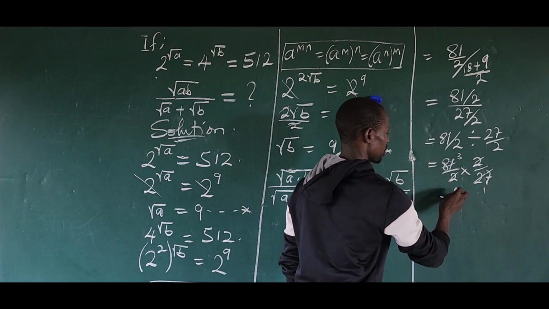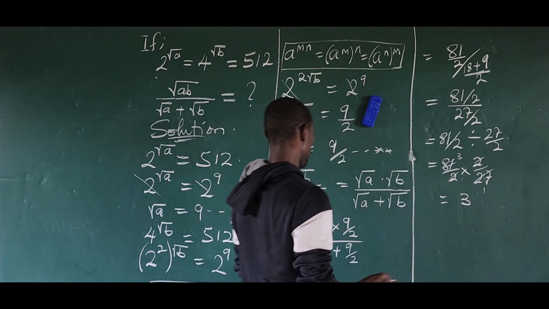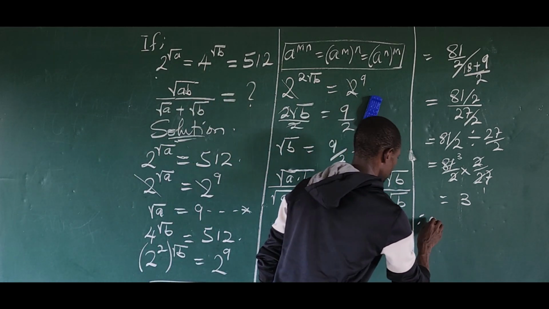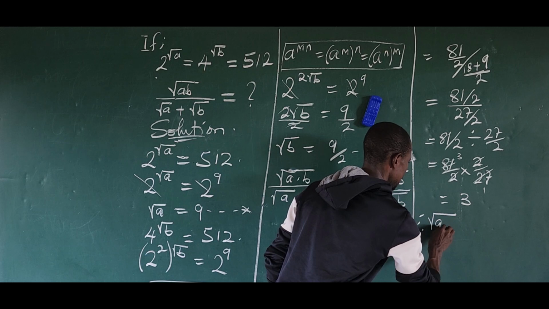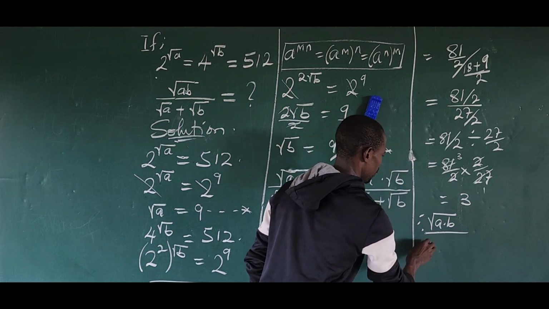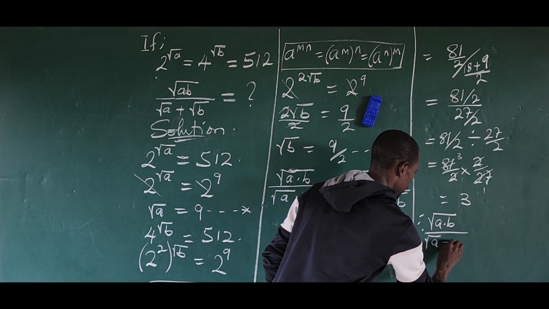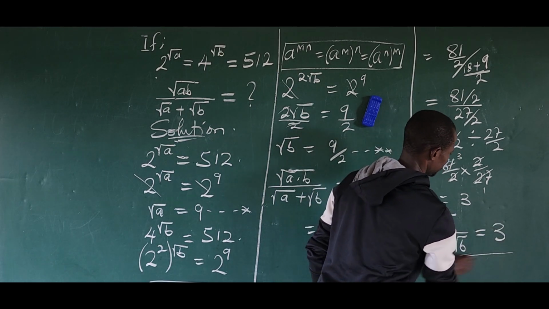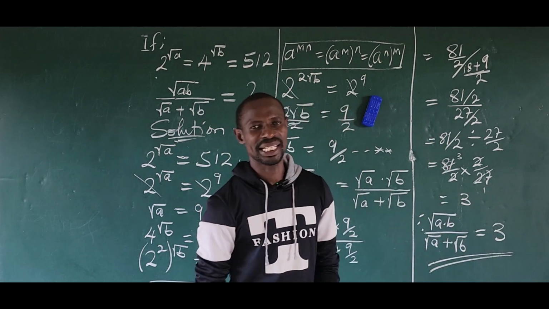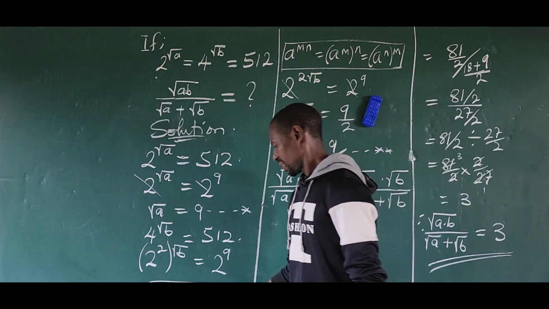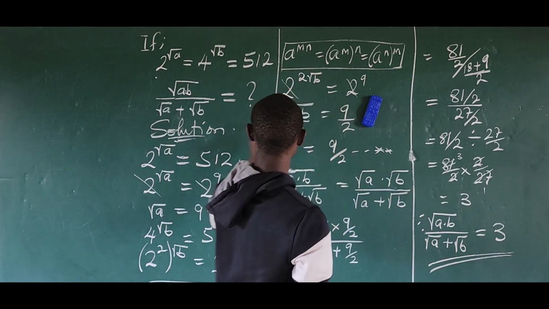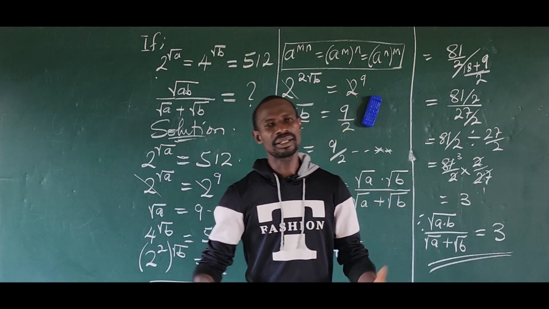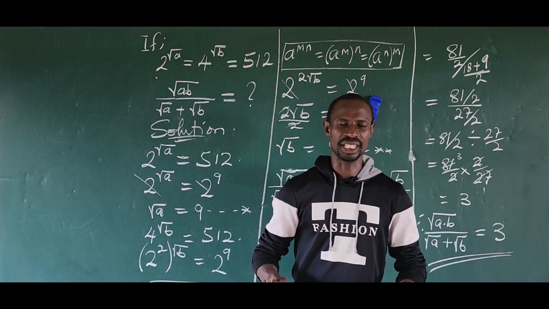So we have our expression to be what? 3. So therefore, we can come to the conclusion that the square root of A times B all over the square root of A plus the square root of B is equal to 3. As simple as ABC. So this is the answer. When you simplify this with this expression, substitute into this, it will give you this. Now, this is the first method I use in solving this.